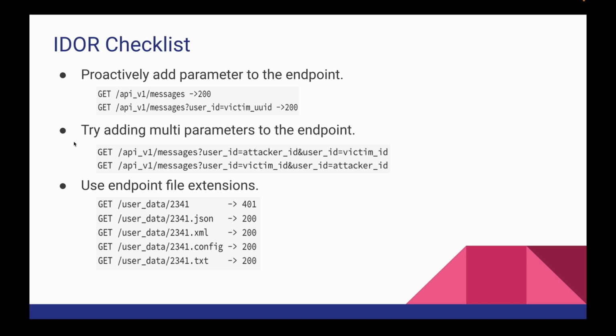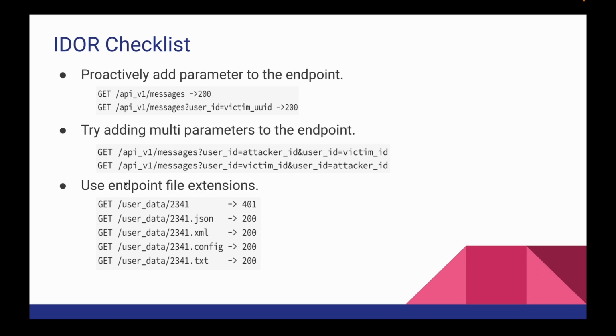The next one would be to try adding multiple parameters to the endpoint. Like you can basically try to use parameter pollution at an endpoint. So you're adding dual parameters with dual parameter values over here, and you might get juicy information in the response.